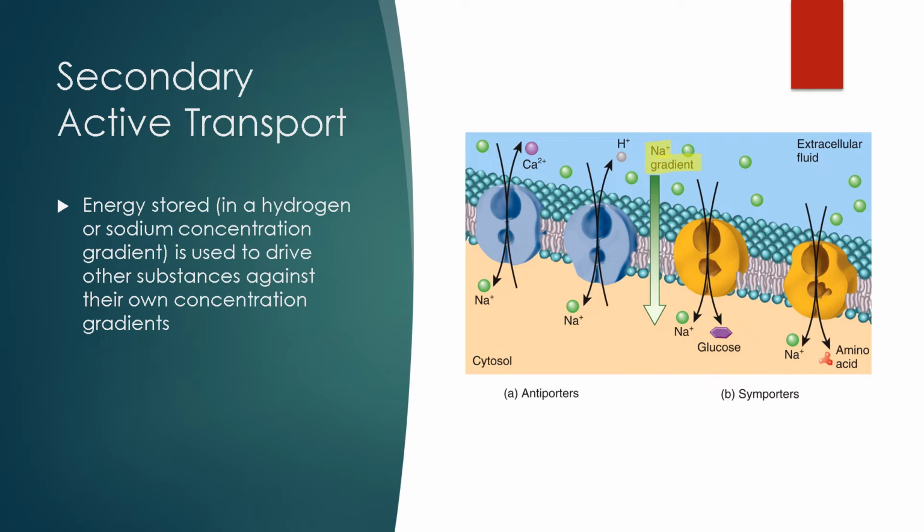In secondary active transport, in this example, a carrier protein simultaneously binds to sodium and another substance, and then changes its shape so that both substances cross the membrane at the same time. There are a couple of different types here: antiporters and symporters. These are two types of secondary active transport proteins.